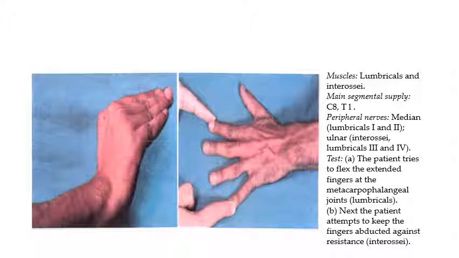If we want to examine the dorsal interossei, we ask the patient to abduct the fingers against resistance as shown in the figure, while if the palmar interossei are addressed in examination, the patient is asked to hold a piece of paper between the fingers to assess the power of adduction of the fingers.